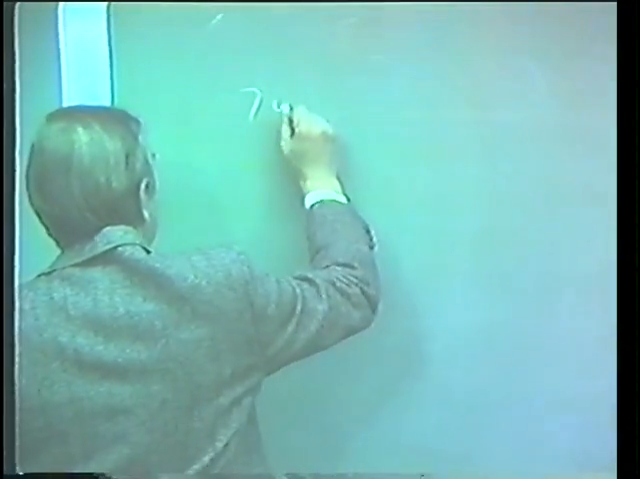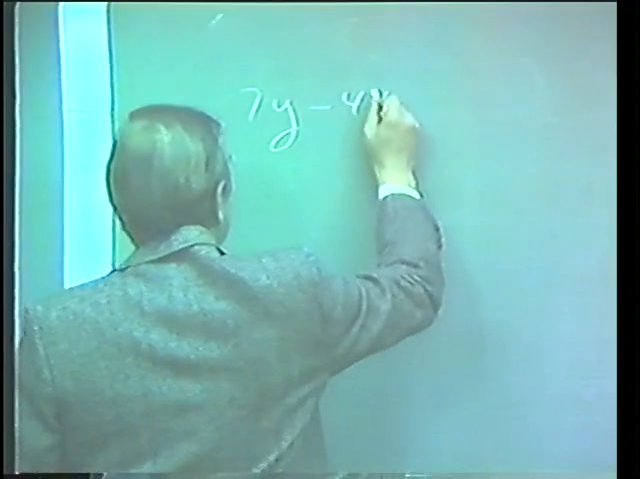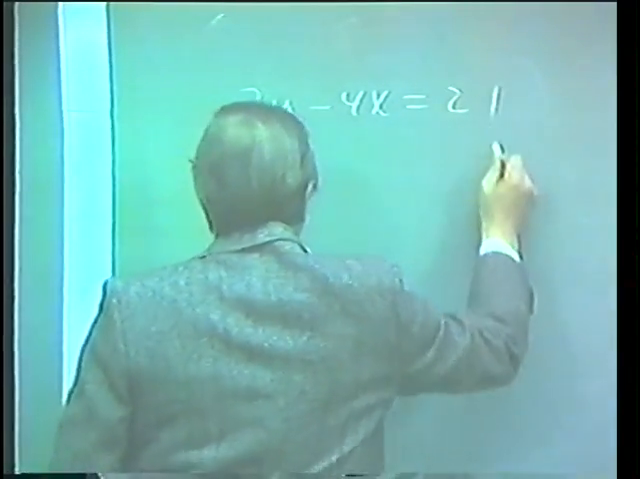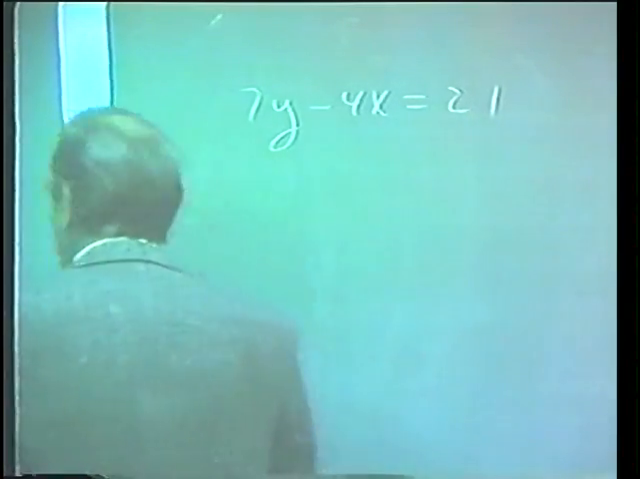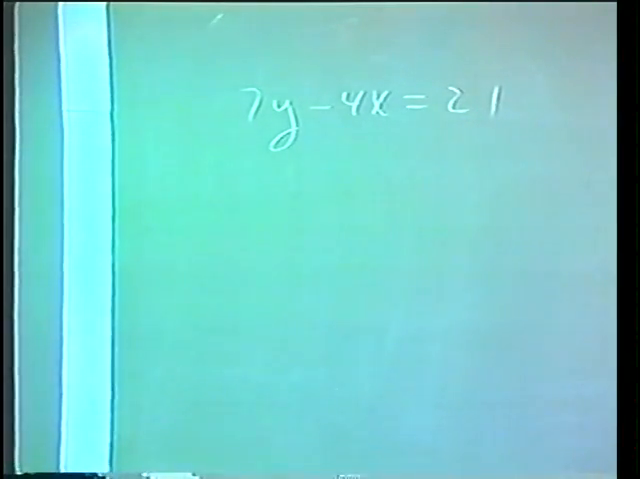Okay? Let's suppose I have a line 7y minus 4x equal 21. This is the equation of a line. And what I like to do is find the slope of this line. How can we find the slope of this line?